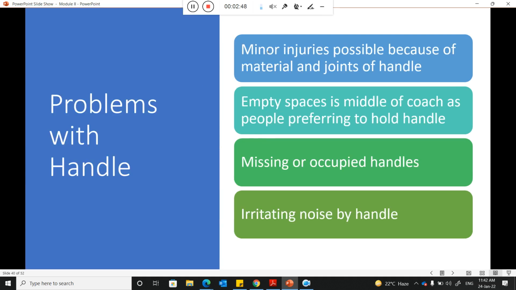So the problems with the handle are: minor injury is possible because of the material and joint of the handle. The empty space is in the middle of the coach as people prefer to hold the handle. The missing or occupied handle, as well as the irritating noise by the handle. So these are the problems identified after the survey. The author identified these problems, mentioned here. Now how to address this by value engineering, that we will discuss.